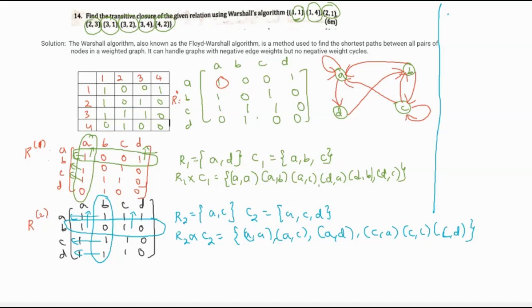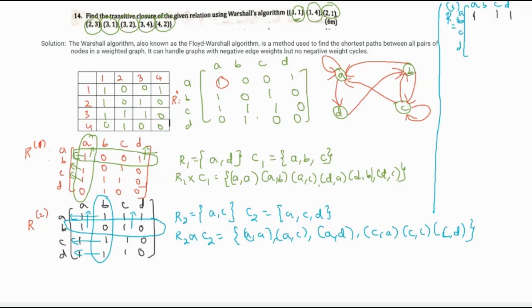So it will be R3. R3 will be the new matrix that we got. It will be A, B, C, D. Here it is A, B, C, D, R3. So A is 1 1, C is 1 and D is 1.